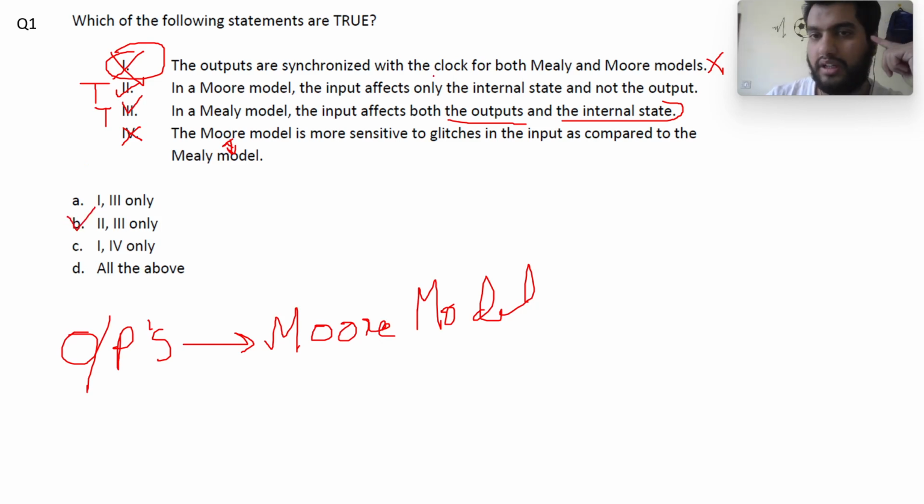So the outputs are synchronized for the Mealy and Moore model only, and the Mealy model is more sensitive to glitches in the input as compared to the Moore model. So this was the correct answer, and the correct answer is option B.